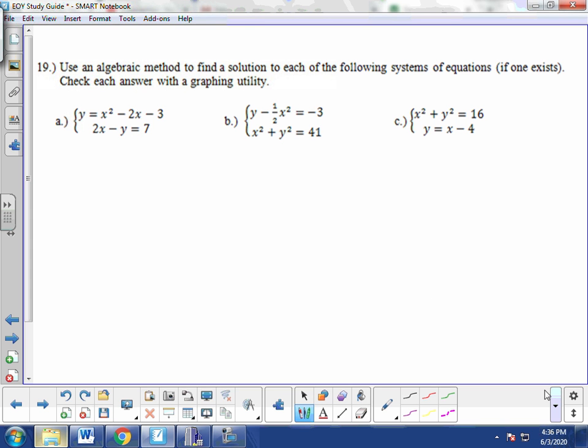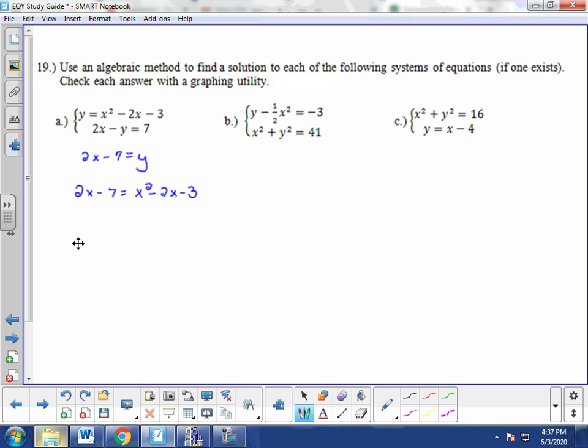So get both equations equal to the same variable and then substitute. The first equation here is equal to y. I need the second equation equal to y, so I'm going to add y to both sides and subtract 7 from both sides. The second equation can be rewritten as 2x minus 7 equals y. Now I can set these two expressions equal to one another. So 2x minus 7 is equal to x squared minus 2x minus 3. And this gives me an equation that I can solve.